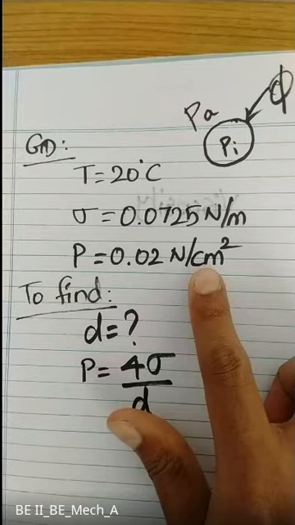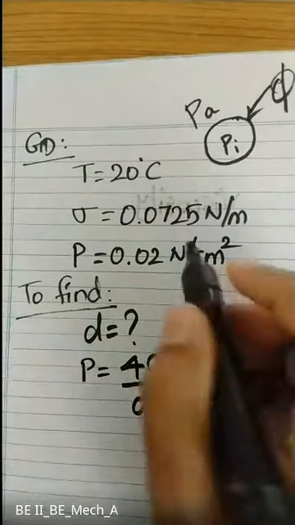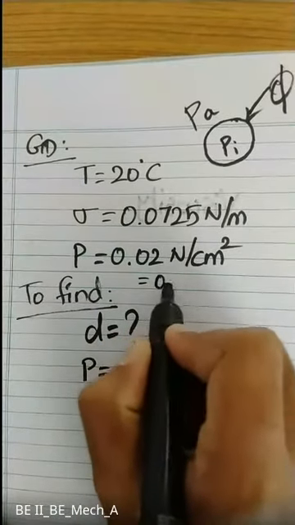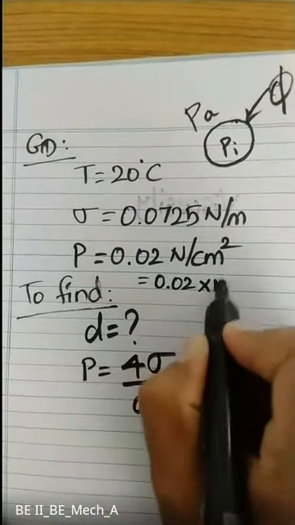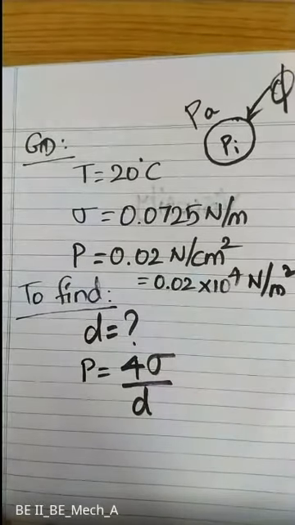So what is the conversion? It is 0.02 into 10 to the power 4. The value is 0.02 into 10 to the power 4 Newton per meter square.